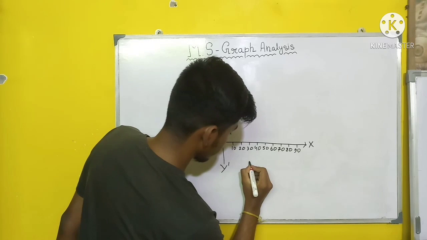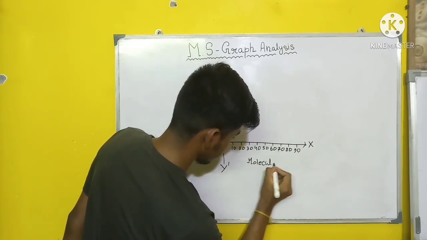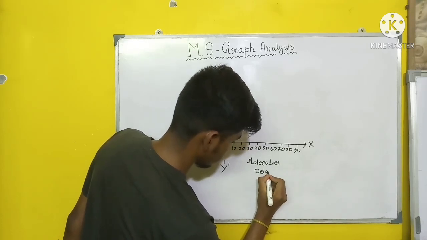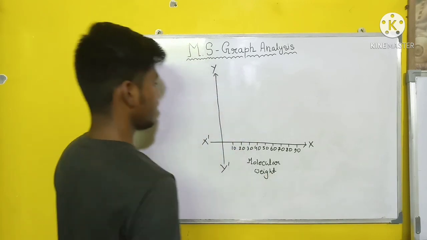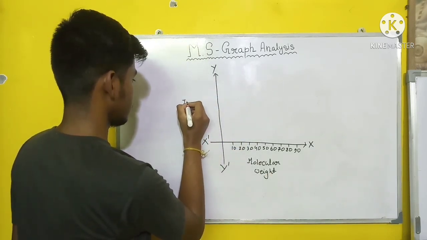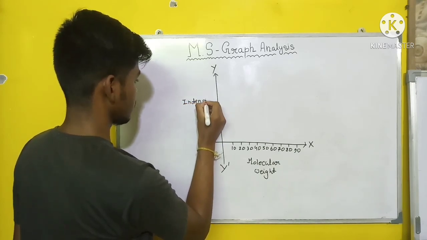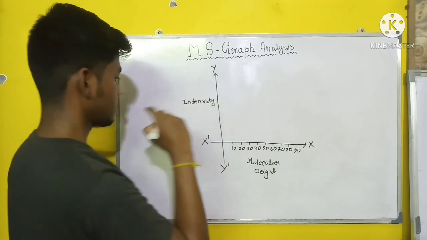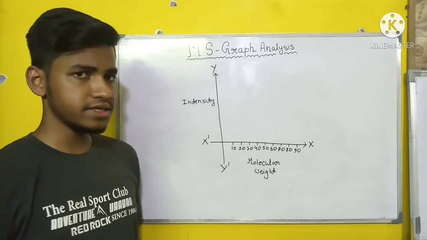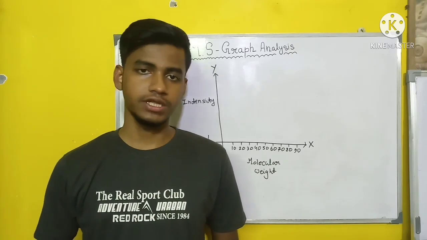These are the molecular weights, and this is the intensity. Intensity, I mean the percent abundance. That means the amount of sample which is present.